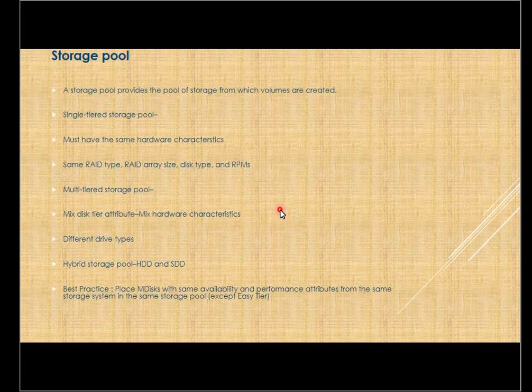Now let's talk about multi-tiered storage pool. In the case of a multi-tiered storage pool, we combine different types of drives. We combine NL-SAS drives, SAS drives, and SSD drives together. So we have some MDisks that belong to the SSD drives, some MDisks that belong to the SAS drives, and some MDisks that belong to the NL-SAS drives. We combine them together and we create a storage pool. By having this storage pool, we can utilize a facility called auto tiering.